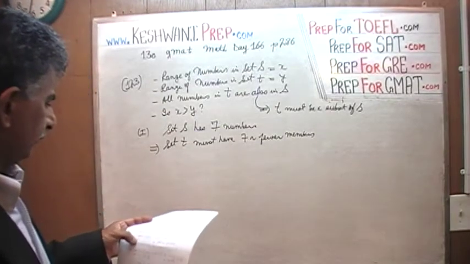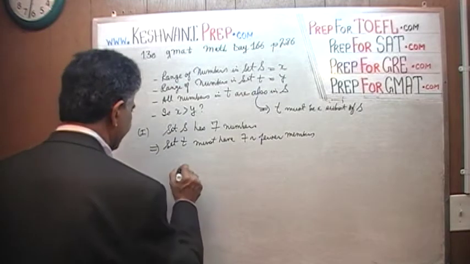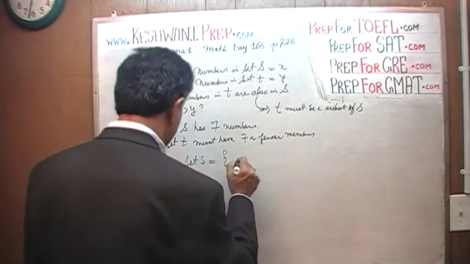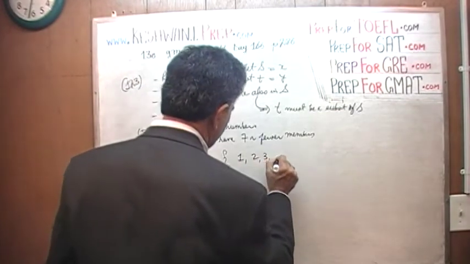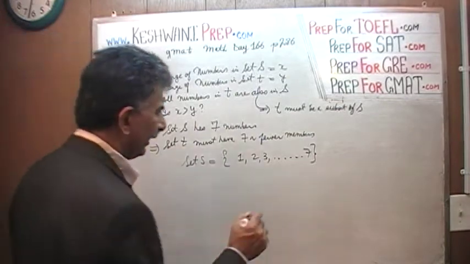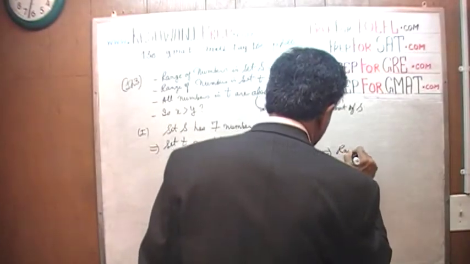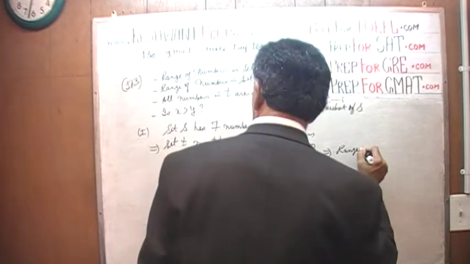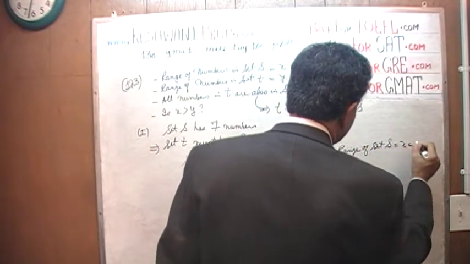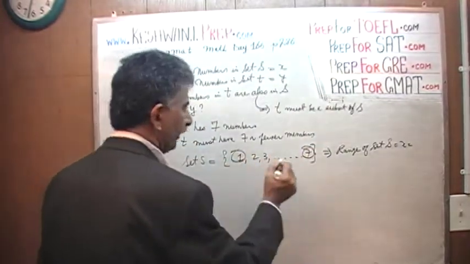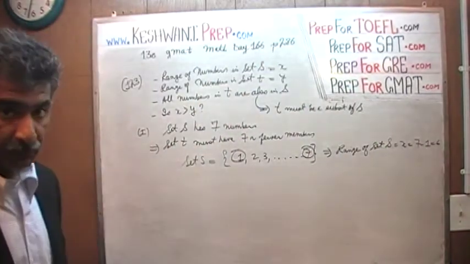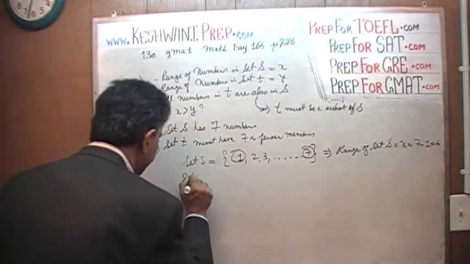So what does it tell us? There is one possibility here. It is quite possible that set S may be something as simple as 1, 2, 3 all the way up to 7. Now if that were the case, the range of set S, which is X in this case, would simply be 7 minus 1, or 6.